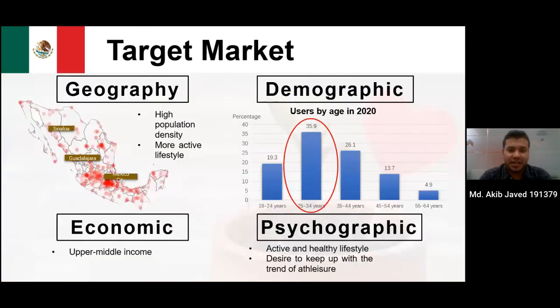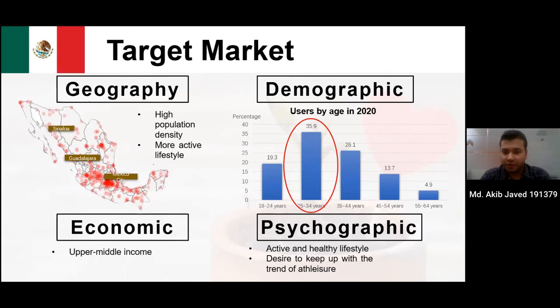On the next slide, we explain why we chose Mexico, and not the entire country. We chose 3 states: the very first is Mexico City itself, the second is Guadalajara, and the third is Sinaloa. Why did we choose these 3 states? First, they are more active in lifestyle, with high population density, and economically they are upper middle income. Their income level is high, so they spend more money on goods.